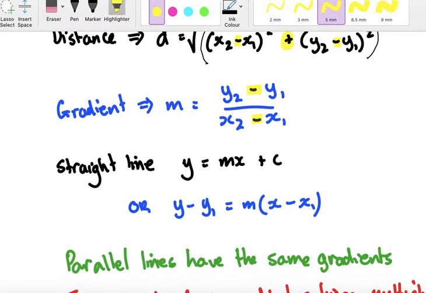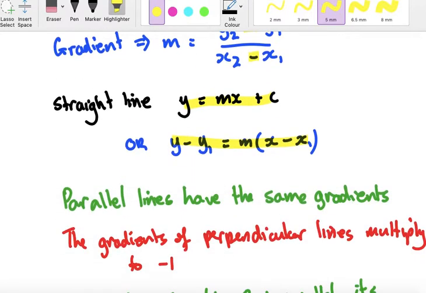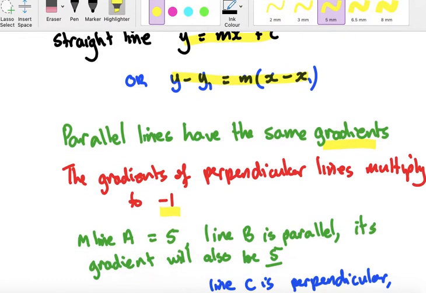You have two formulas for straight lines. You have y equals mx plus c, and then you have the second one, which is easiest if you don't want to do some algebraic manipulation. You can put it in there and you can get the credits for the formula for a straight line. Parallel lines have the same gradients. Gradients of perpendicular lines multiply to -1. We use the reciprocal: we turn the number upside down and multiply it by -1.